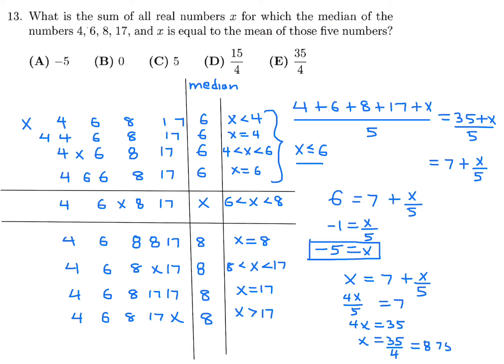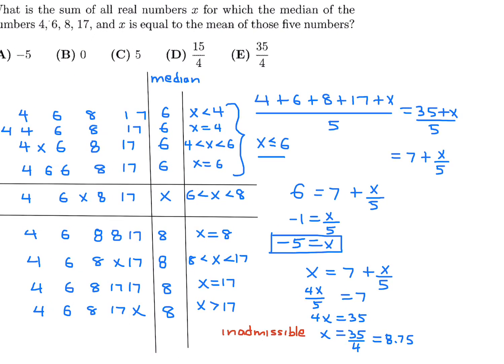Yeah, 8.75. Well, the range for x there was between 6 and 8. 8.75 is not within that range, so that is no good. Inadmissible. And the reason is because it doesn't fall in that range. Okay, we got one more to do.